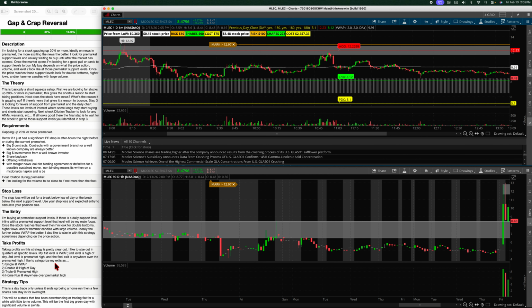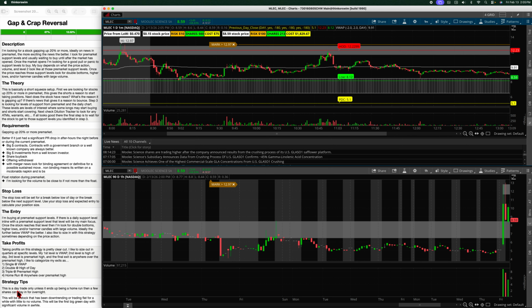I like to categorize my exits as the single is VWAP. If I hit a double, that's high of day, right? If I hit a triple, that means it's testing or breaking pre-market high. And then my home run is if it breaks pre-market high and it starts squeezing, anything over pre-market high.